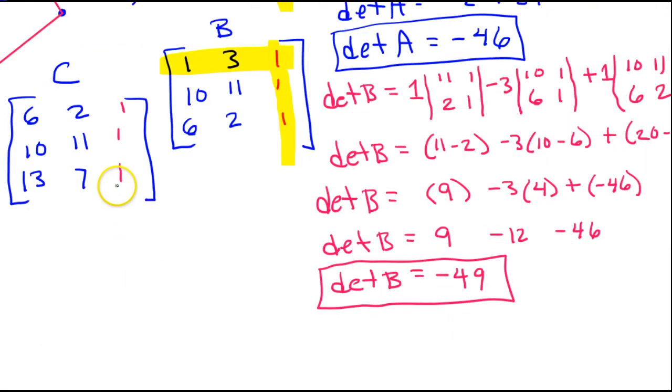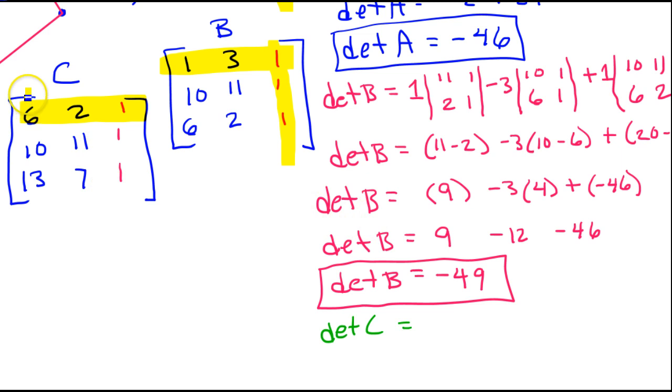Let's do that one more time for matrix C. So now we just need to calculate the determinant of matrix C. So let's get started. Well, we have to choose which row we're going to do. And you know what? I think I'm going to use row 1 once again. It has the smallest numbers in it, so I'm going to go ahead and use row 1.